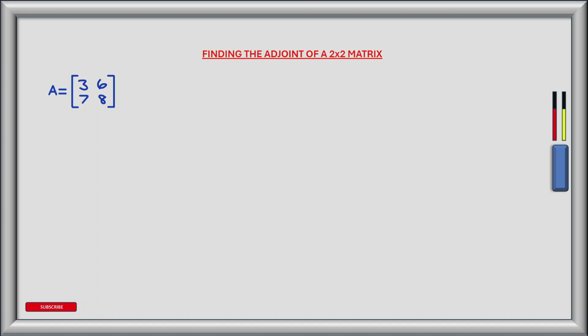So we'll use matrix A, which has elements 3, 6, 7 and 8. To find the adjoint, we first need to find the cofactors of matrix A. If you haven't already, please watch the video I did on finding the cofactors of a 2x2 matrix. I'll drop a link to it in the description of this video.